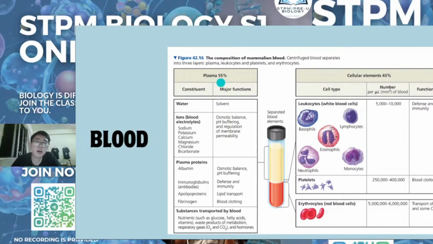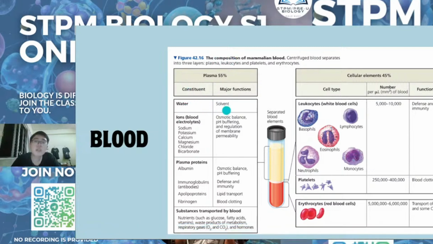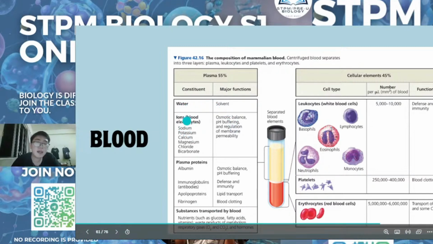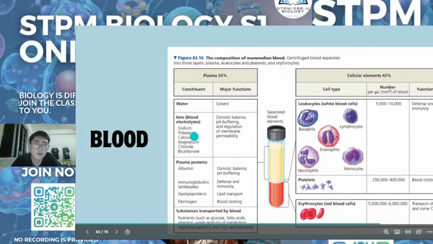One is called plasma and one is the blood cell component, the cellular element. So 55% is plasma and 45% is our blood cells. Normally in our plasma, we know that 90% of the plasma is water, right? As a solvent, water. Another 10% contains either ions or plasma protein, and also the nutrients. So these are all the ions and protein.